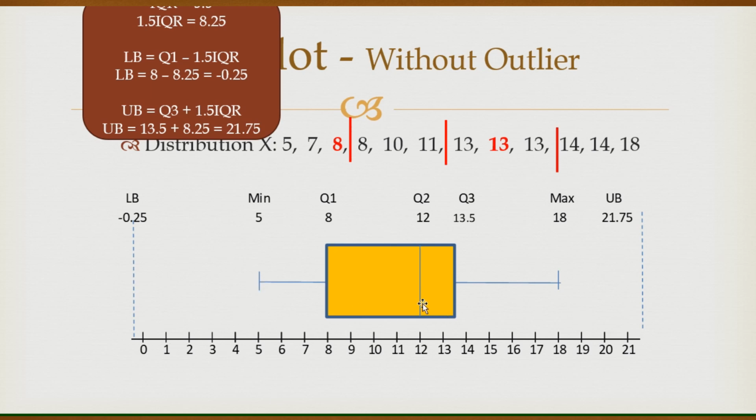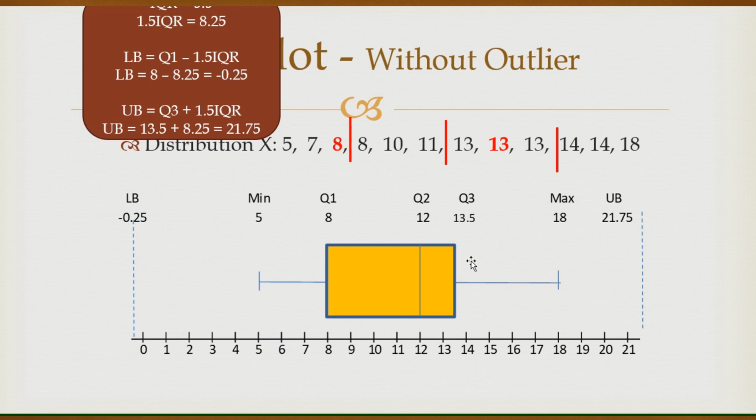Branch out Q1, Q2, Q3. Draw the box. Branch out maximum. Label minimum 5, Q1 8, Q2 12. You must label the way you see it here. Don't just write 5, 8. Can you? No, you cannot. You have to follow the labeling.